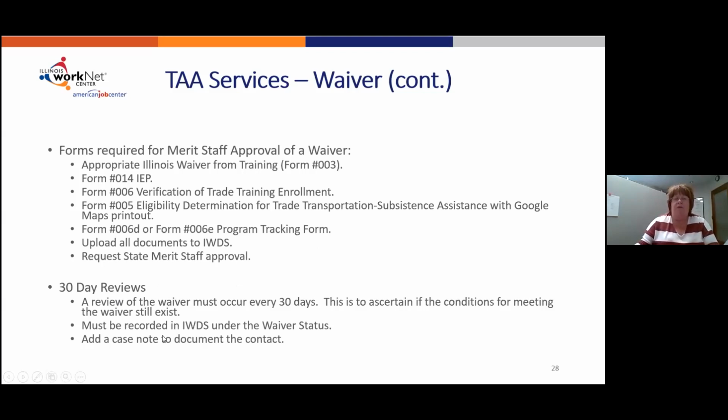And then those waiver reviews must be recorded in IWDS. It's under the waiver status record that you would enter those. There's a button on there that says 30-day review. And then you would add a case note to document that contact every 30 days.